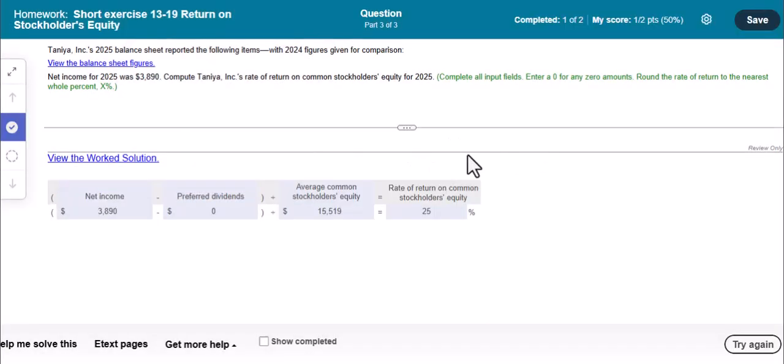Excellent. Is this 25% rate of return on common stockholders' equity good or bad? Well, that depends. We would have to compare this company to other companies in the same industry, and you can find this information on many different websites like Reuters. And that is it.